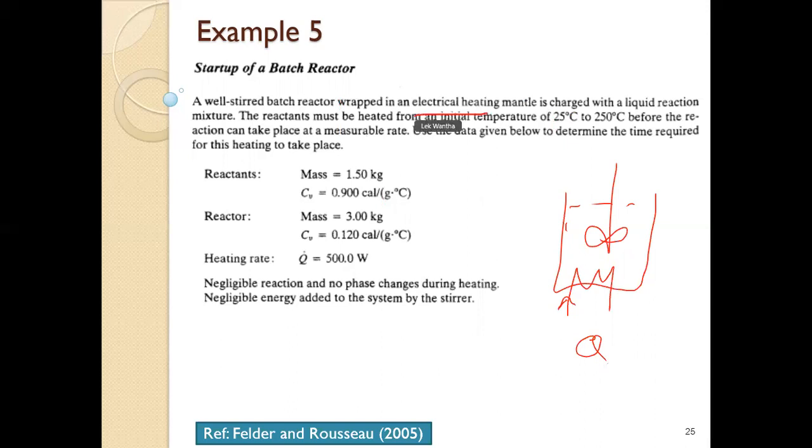Liquid reaction. The reactant is heated from 25 to 250 Celsius before the reaction takes place. Use this data to determine the time required for heating. We would like to increase the temperature from 25 Celsius to 250 before the reaction. In this case there is no reaction, because we only consider the system before the reaction.